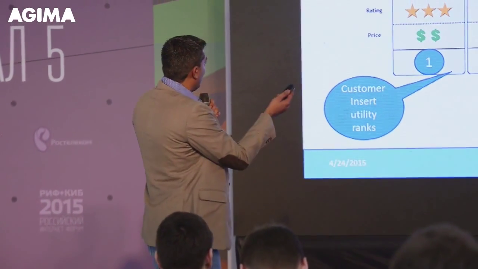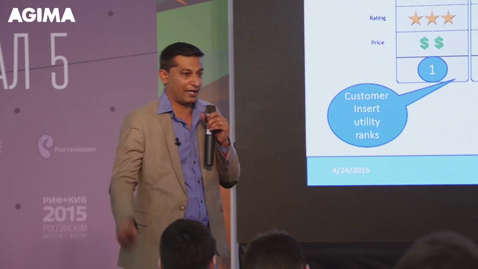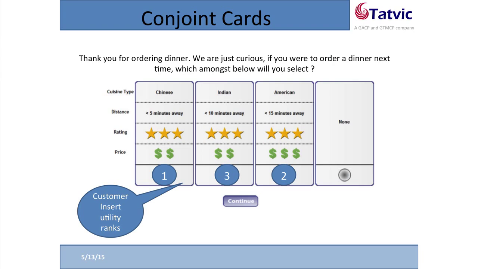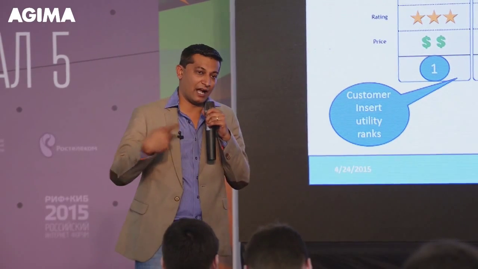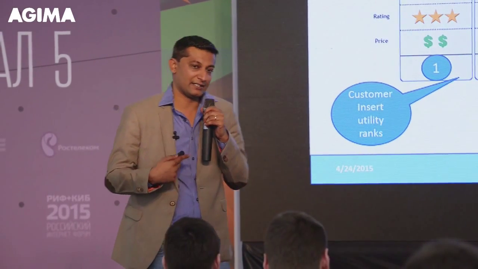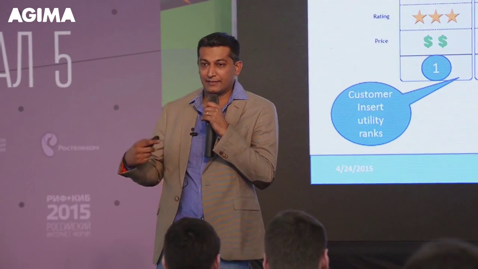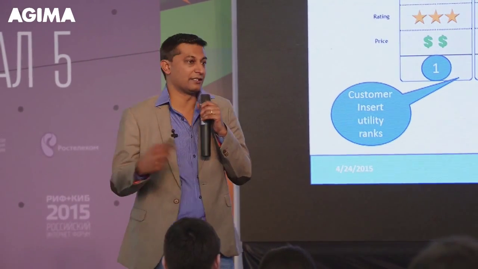The factors are what type of cuisine you want, what distance you want it from, or what the ratings of different possible options are, and the prices for them. The price is the most important factor here in our case, because what we want to understand is how important price is in the decision making process.